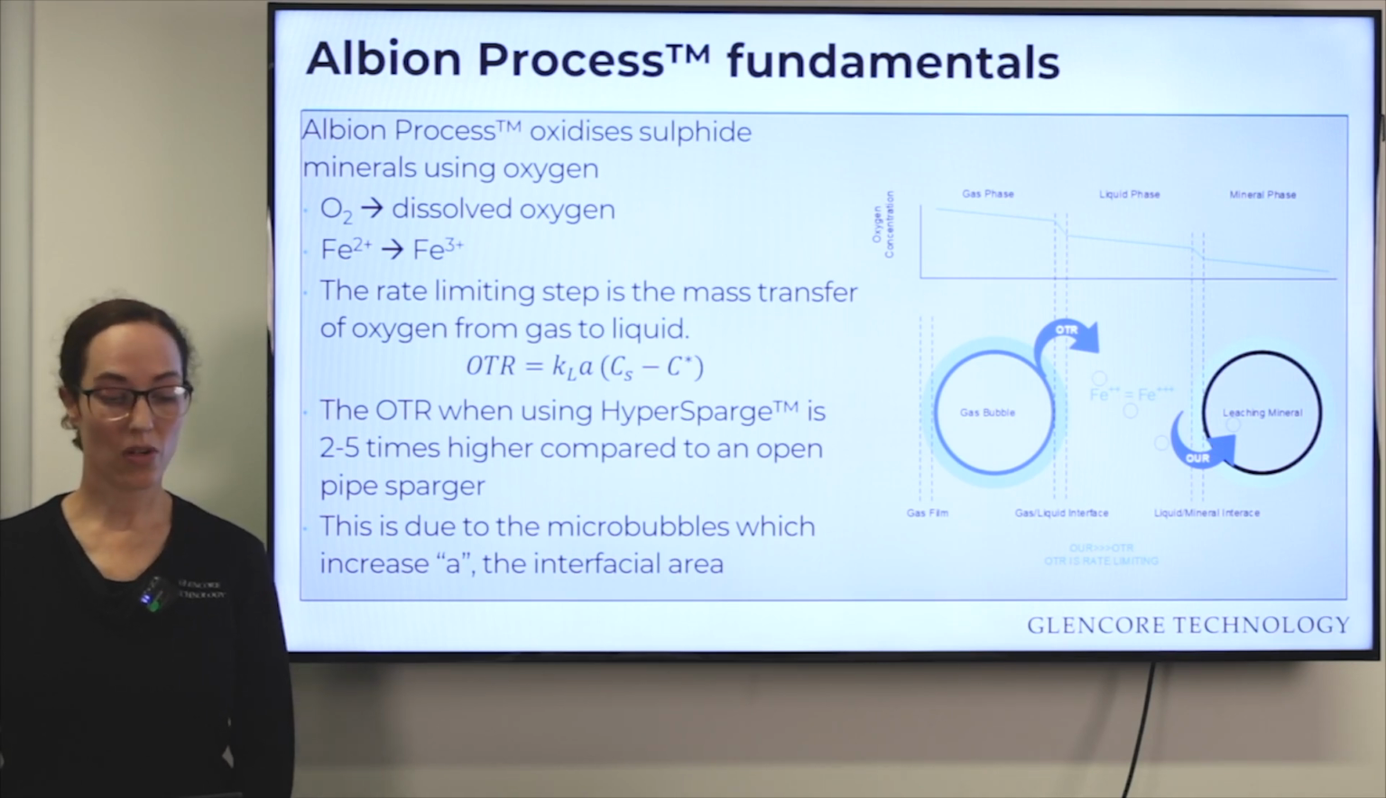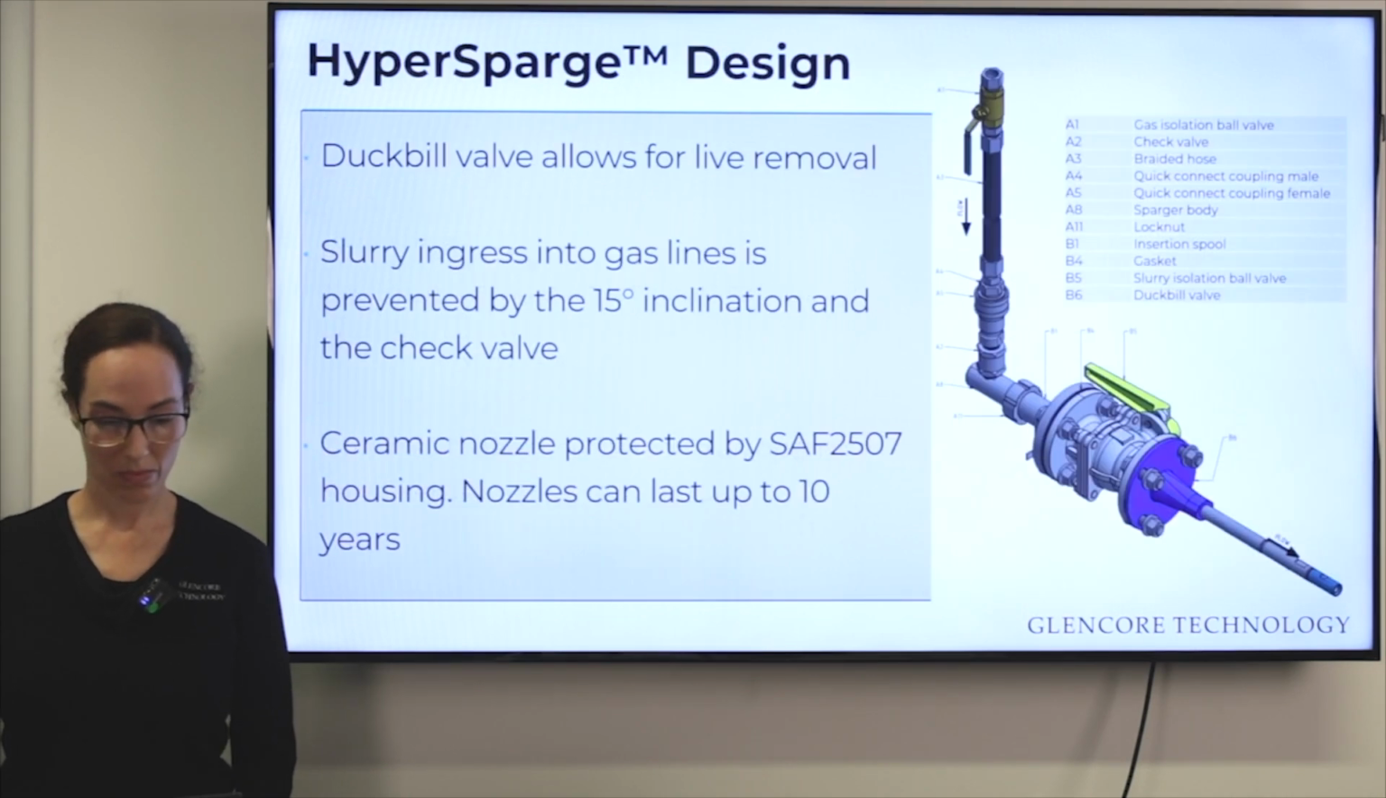So, the oxygen transfer rate when using the hypersparge is 2 to 5 times higher than with an open pipe sparger. And this is because the hypersparge delivers a high shear jet into the slurry, and this creates microbubbles which peel off from the jet. This increases your interfacial area and increases the oxygen transfer rate.